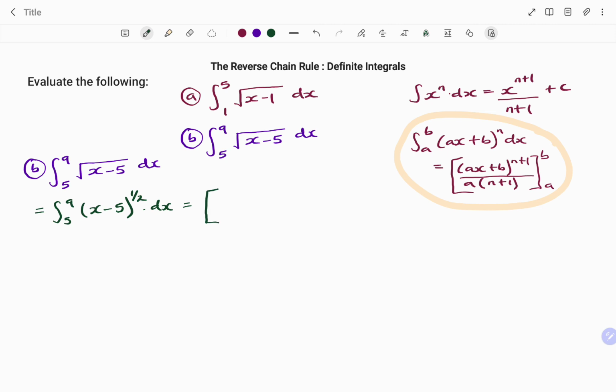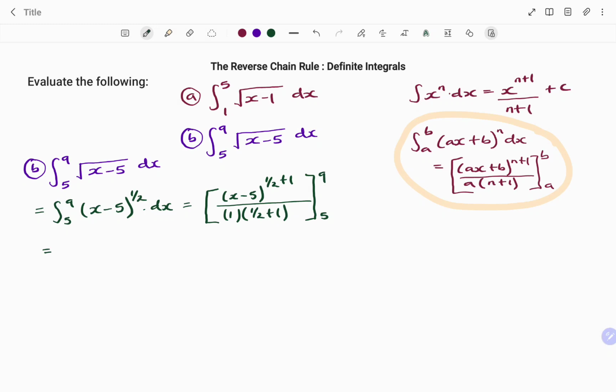I start with my x minus 5 raised to the power of half plus 1 divided by, if I differentiate the content of the bracket, that's d/dx of x minus 5, that's 1. So I have 1 times, then I have the new exponent, half plus 1, close bracket, and then I put my boundary from 5 to 9.